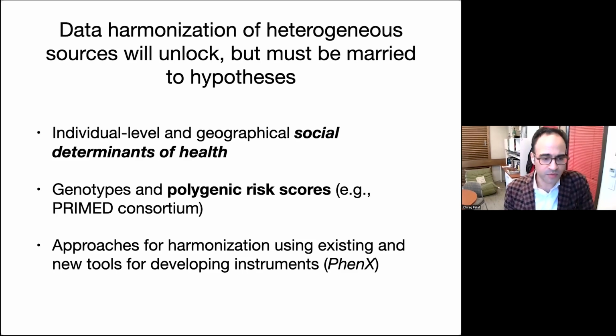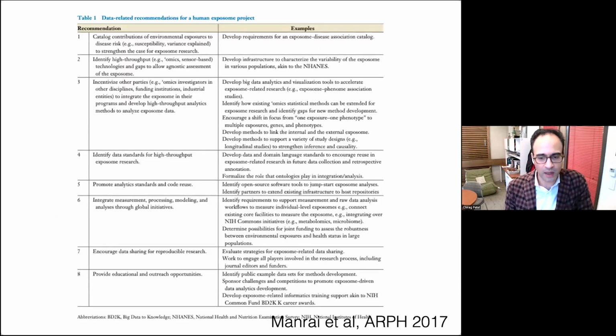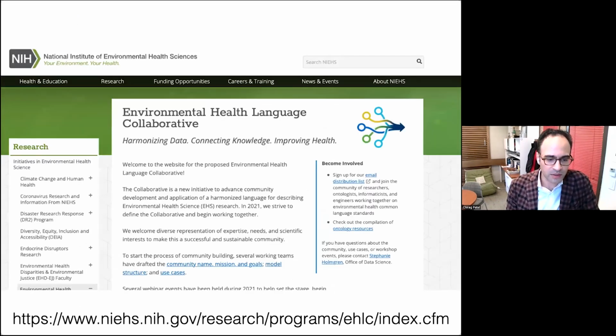There are other consortiums out there like PRIME to harmonize polygenic risk scores, and of course, instruments for developing harmonization tools. And one of them we've been encouraging since 2017 is essentially building a catalog or this index of exposures across multiple data sources, and try to assimilate all this information across to develop a baseline across different populations.